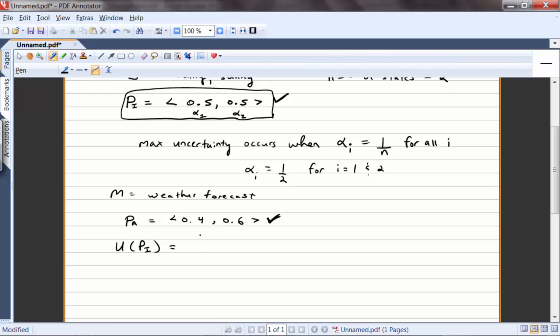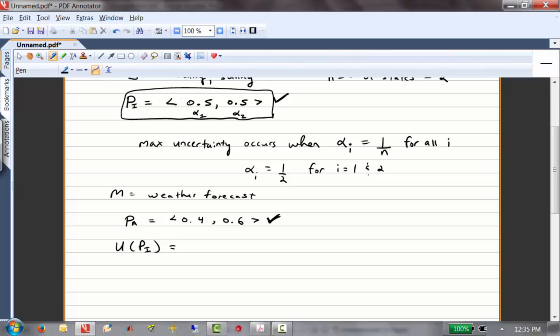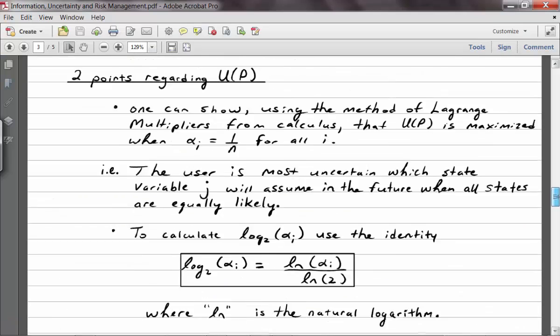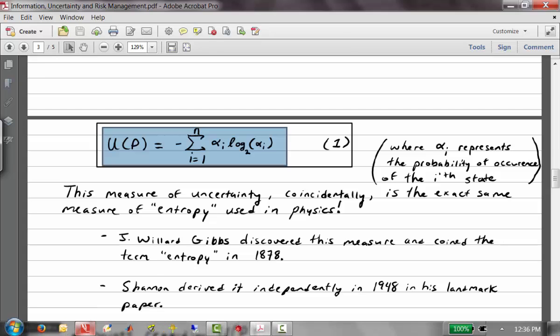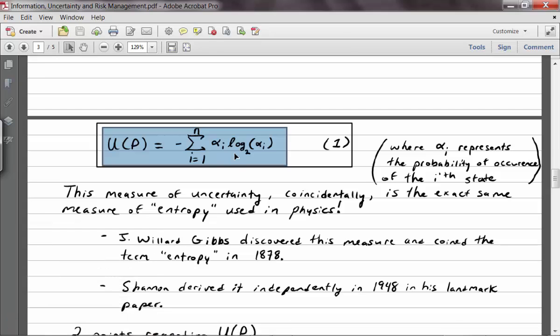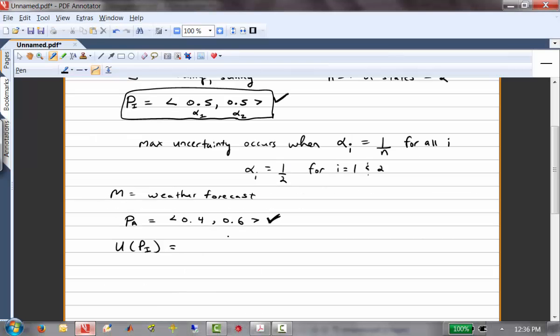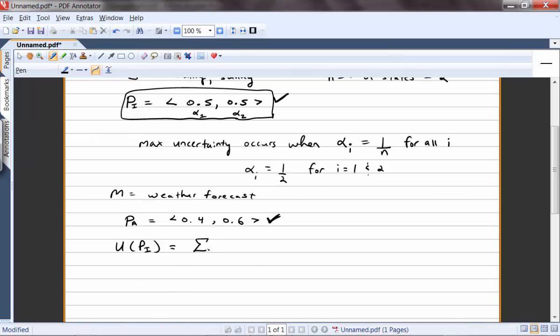Alright, so we can go ahead and use the formula, right? Formula 1. This measure was derived by Claude Shannon in 1948 in his paper, A Mathematical Theory of Communication, which we talked about in lecture. The alphas are the probabilities, obviously, and n is the number of states. We have to put a negative sign in front of it. Don't forget that. We'll talk about that in a second. So this is what we're calculating.